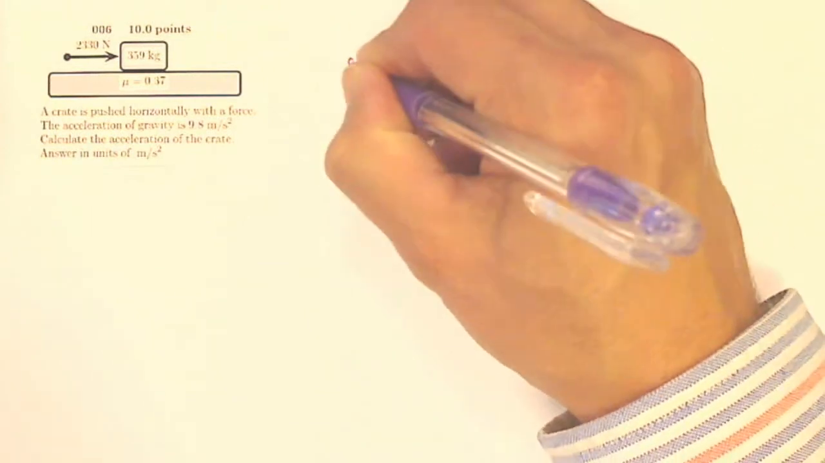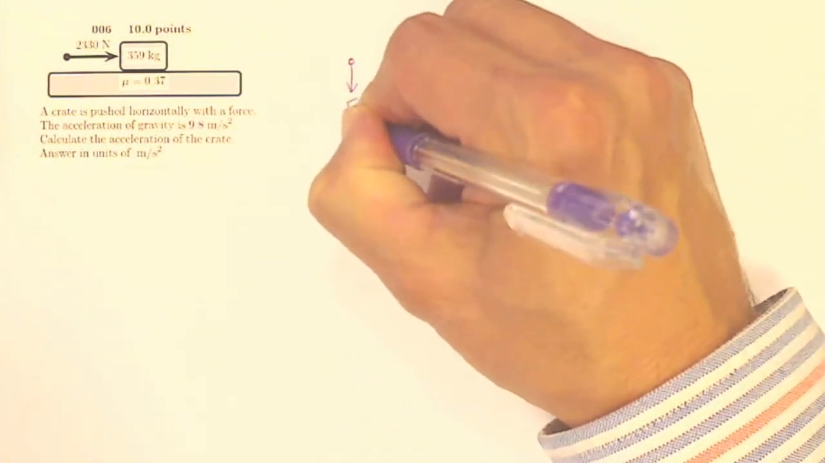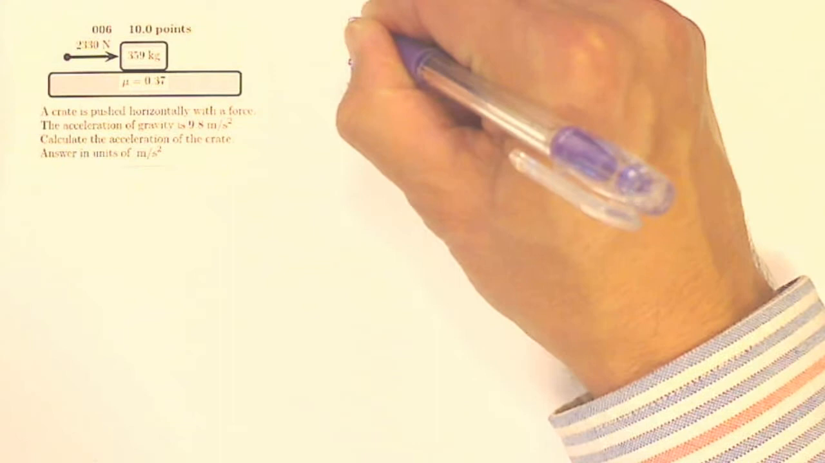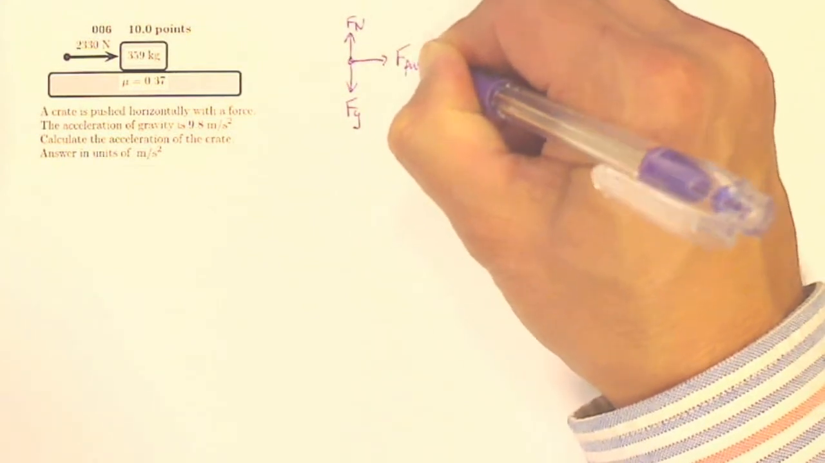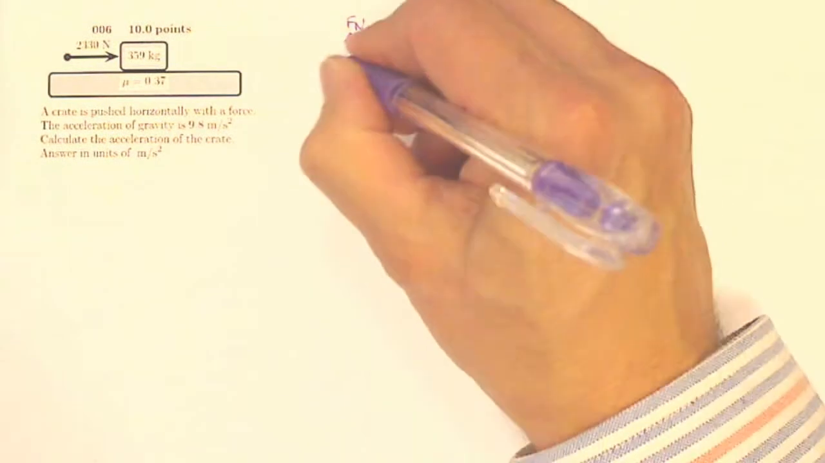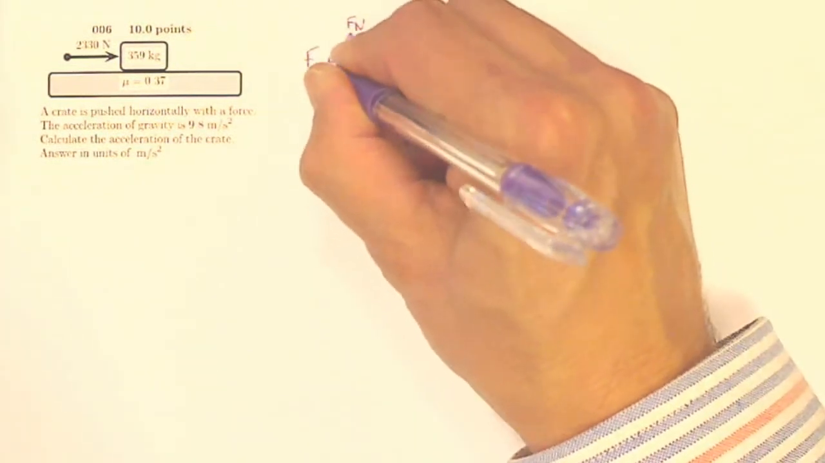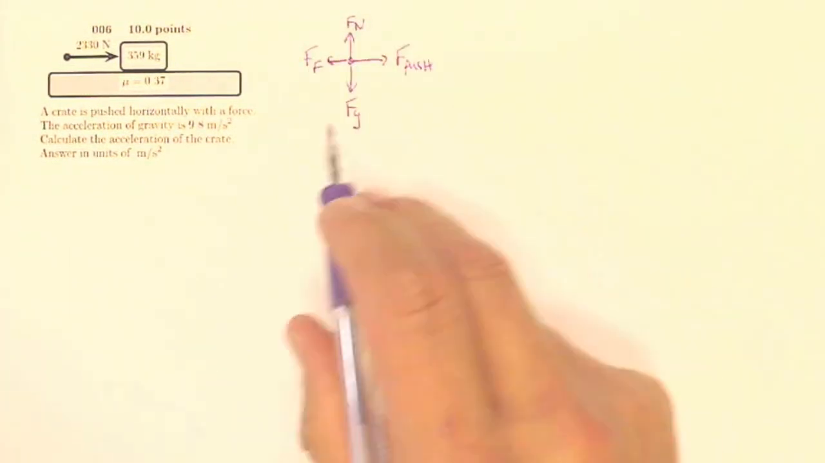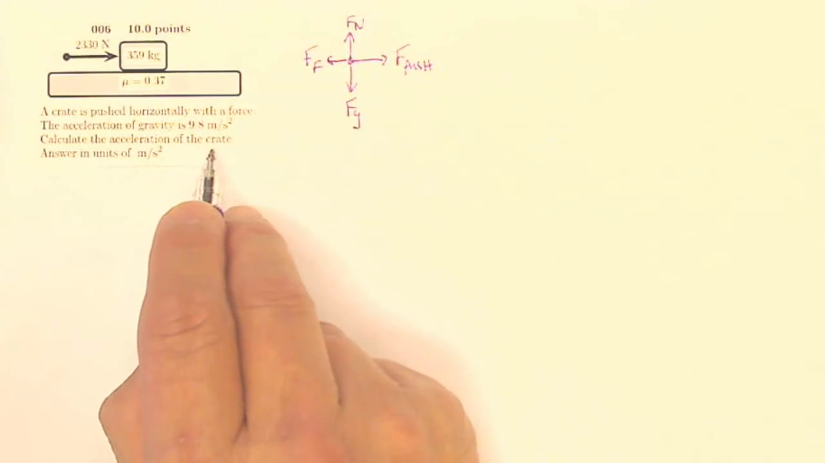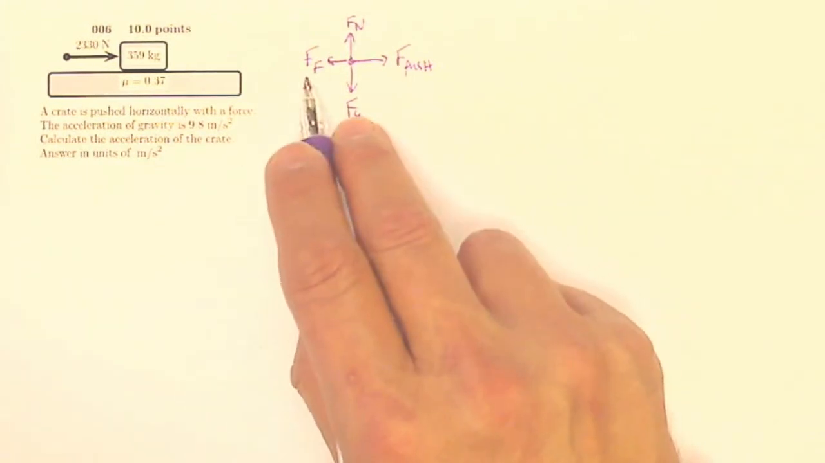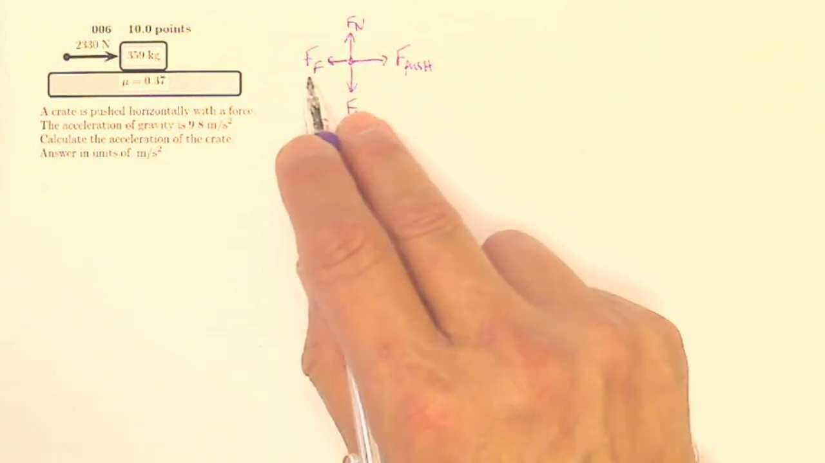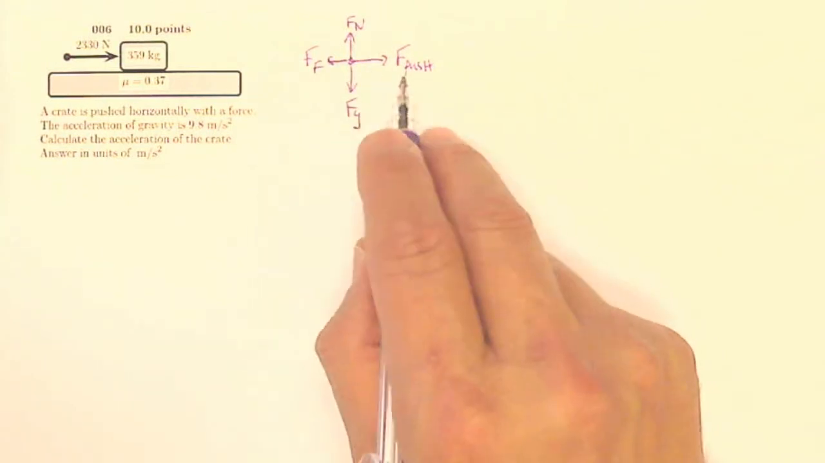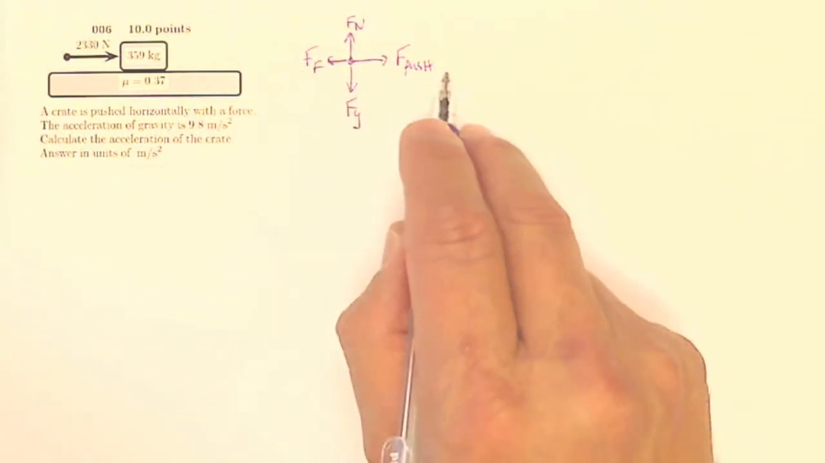So if I think about a free body diagram, I've got gravity down, I've got my normal force up, I've got this push force, that's this one, 2330 newtons, and I'm going to have some force of friction this way. In this case, since they're asking for the acceleration of the crate, I can't assume that the force of friction equals the push force. I'm going to guess that the push force is greater than the force of friction because that would allow a net force to accelerate the crate.